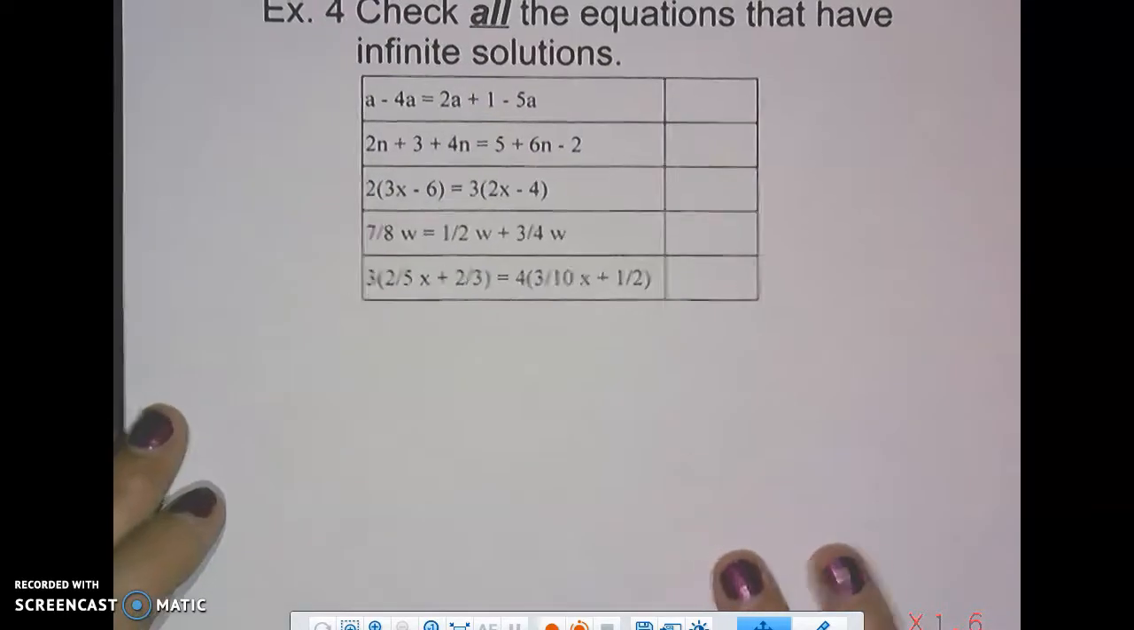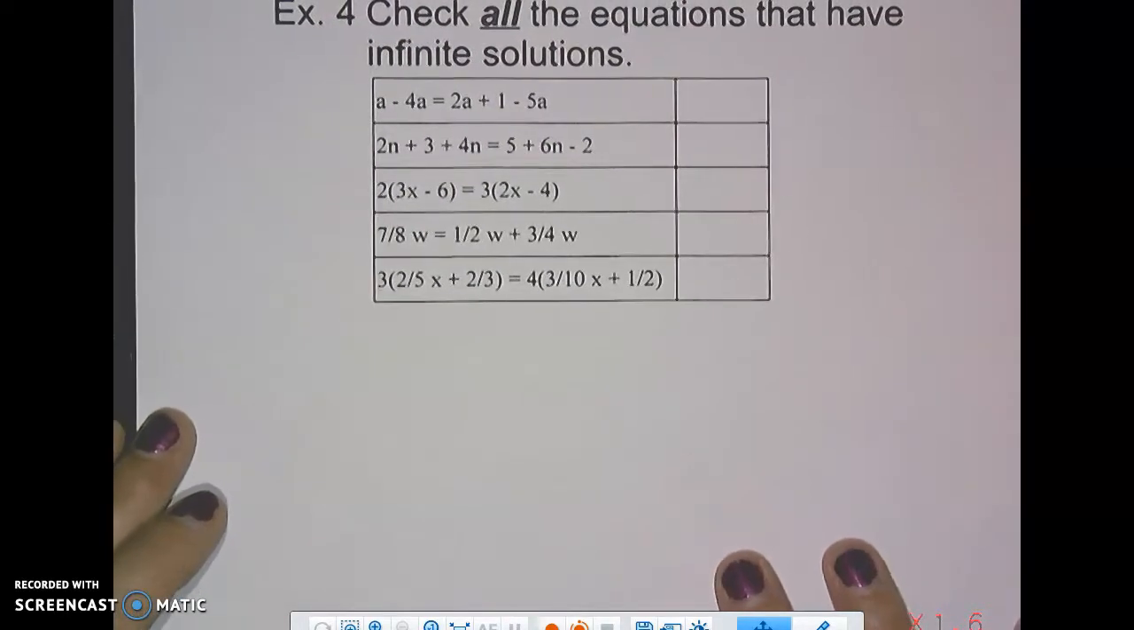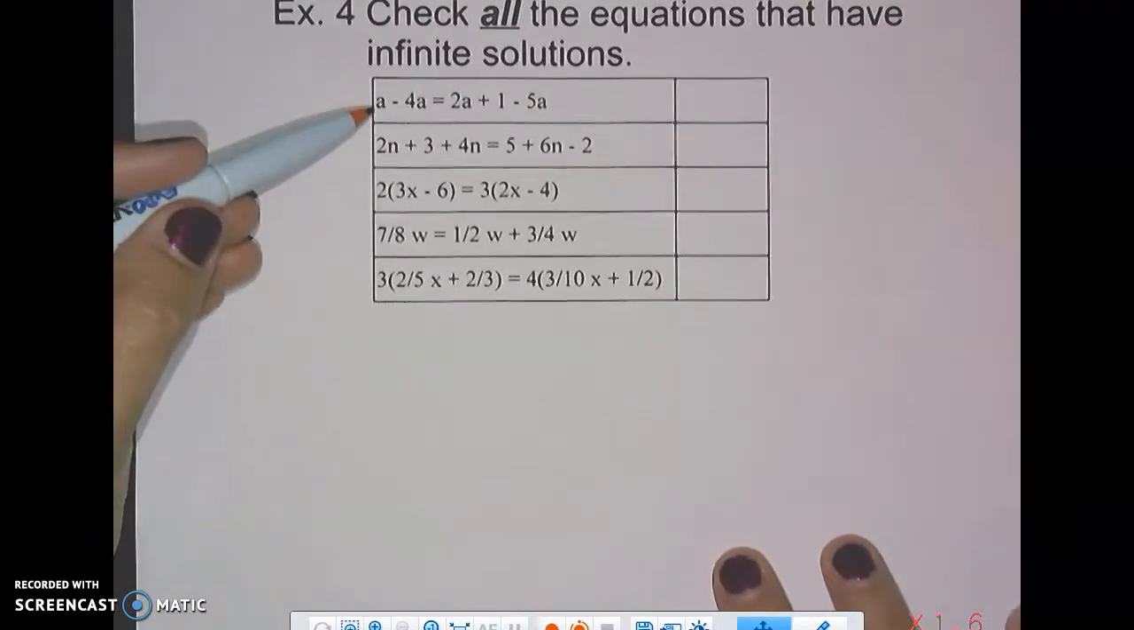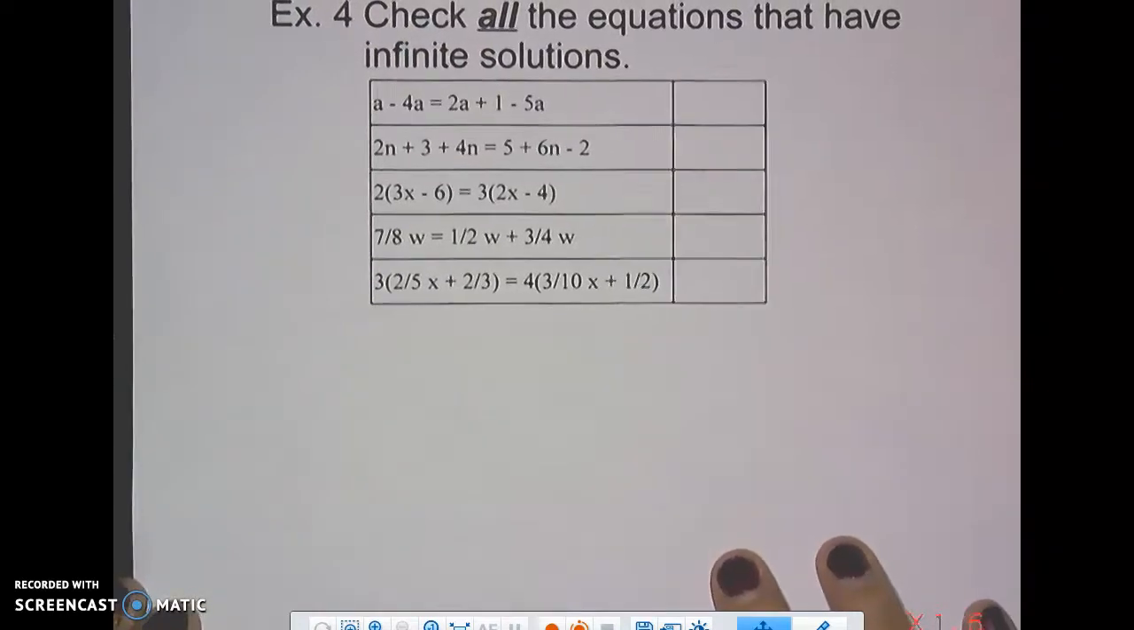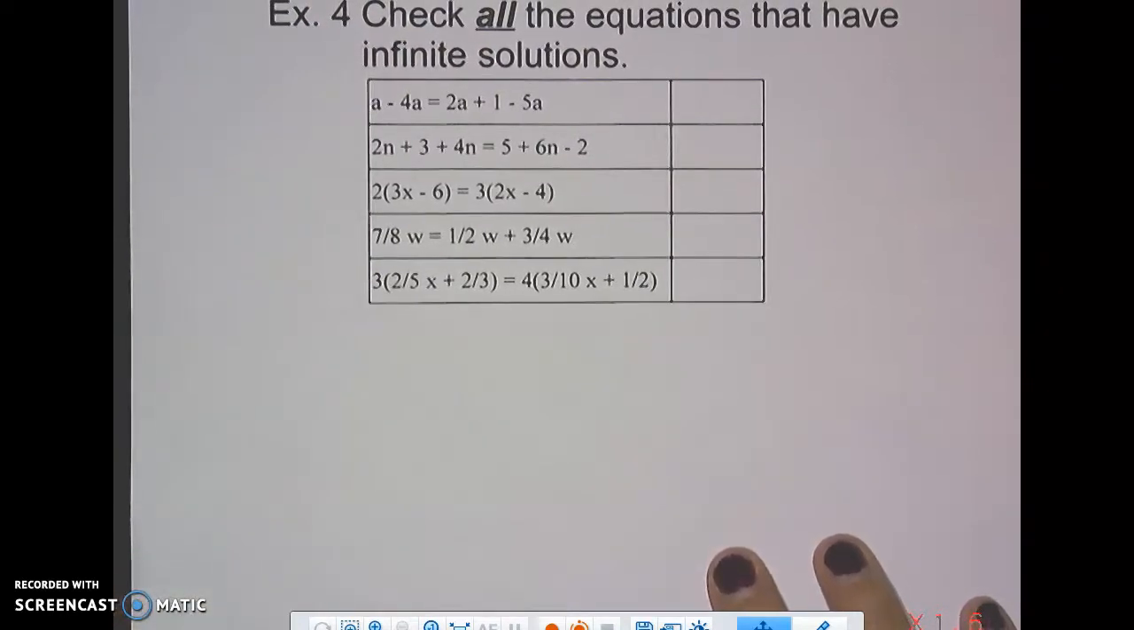Let me scoot this over a bit. We're going to do that same thing again where we're looking to simplify these as much as possible. Here, you're only putting a check if it's infinite solutions. So how do we know if it's infinite solutions again? We need to make sure that both sides have the same coefficient and the same constant.